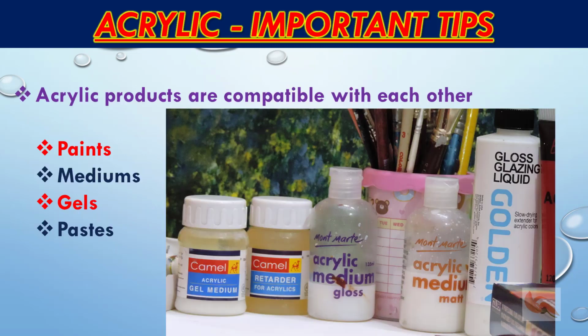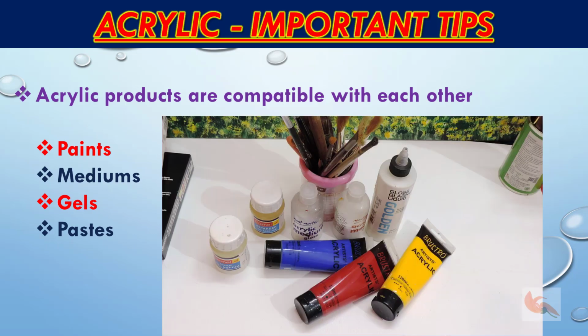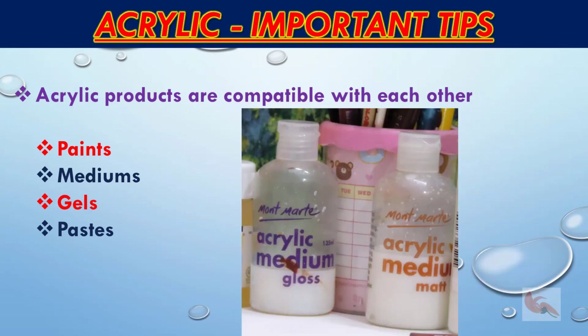Acrylic products are compatible with each other. You can combine any acrylic products together to create new mixtures and hybrids. For instance, you can mix paints into gels and again into mediums without decreasing their stability. Keep in mind that the characteristics of one particular paint or product will change when you mix it with another. This can work to your advantage. For example, mixing a gloss medium with a matte medium will produce an excellent semi-gloss.